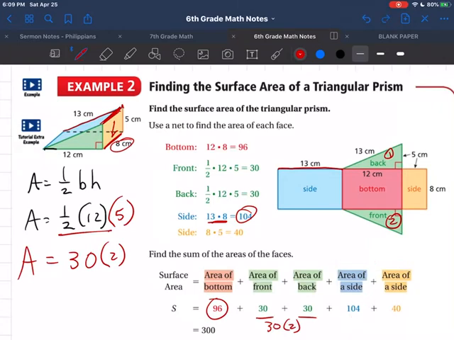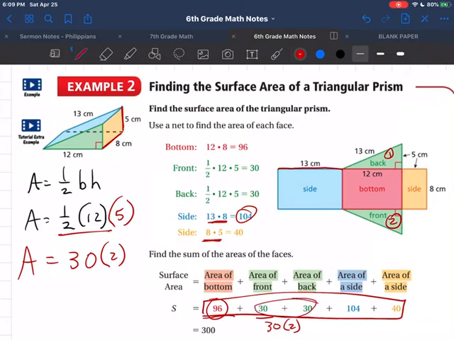And then we've got this area of this smaller thing, which is our back side, just the back of the ramp. And it is length times width. So 8 times 5, and we've got our 8 times 5, and that's 40. We add all of these up. 96 plus 30 times 2 plus 104 plus 40, and we get 300.